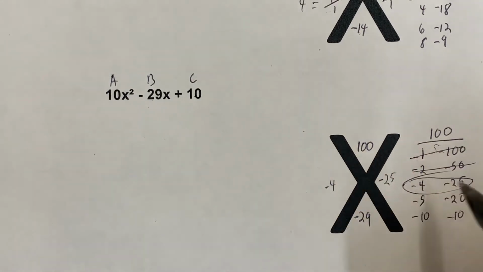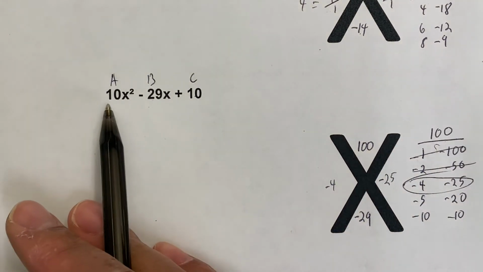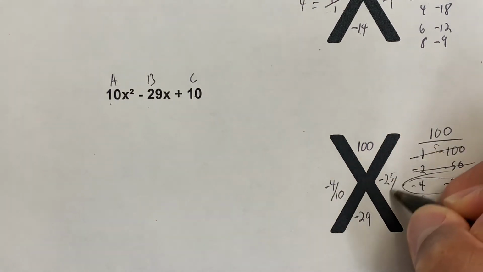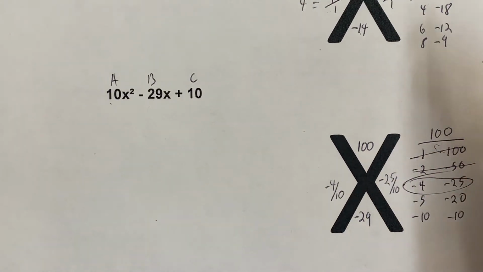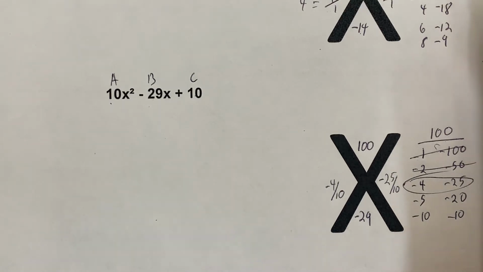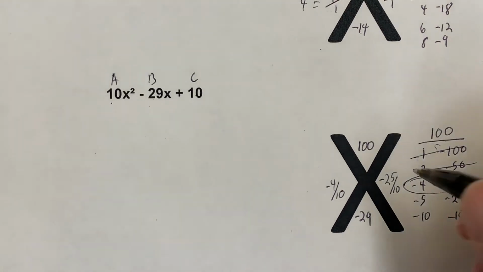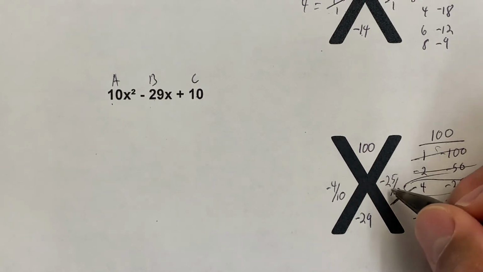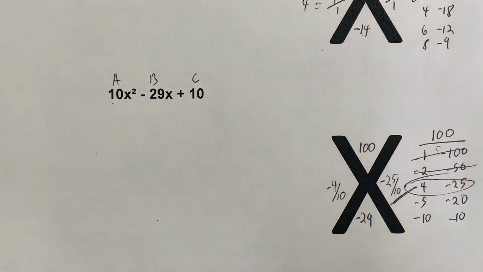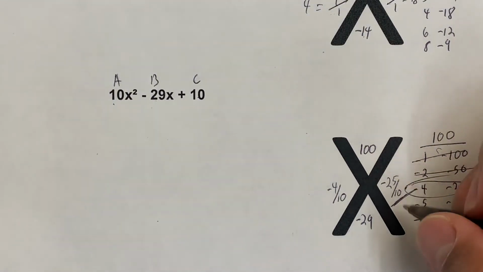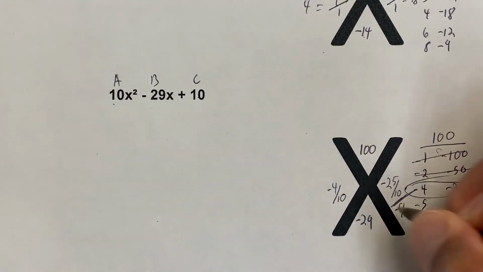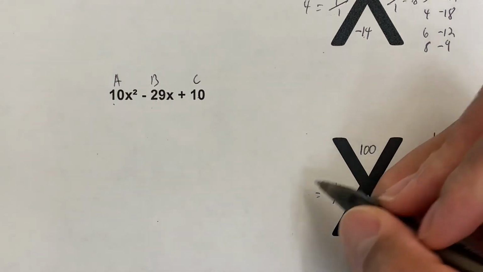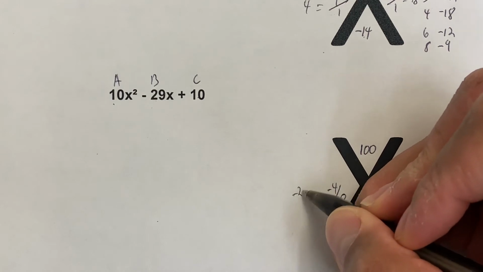Now we have to remember that step we always forget. Divide by A, divide by 10. Divide this one by 10, divide this one by 10. And I want to stress this, no decimals. I want to keep everything as a fraction, okay? Negative 25 over 10 is going to simplify to negative 5 over 2. And negative 4 over 10 is going to simplify to negative 2 over 5.